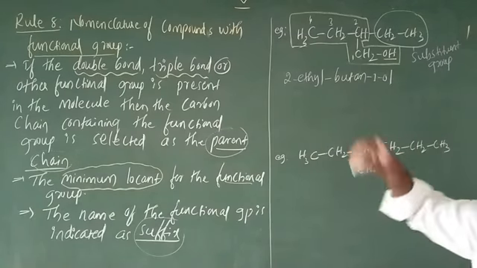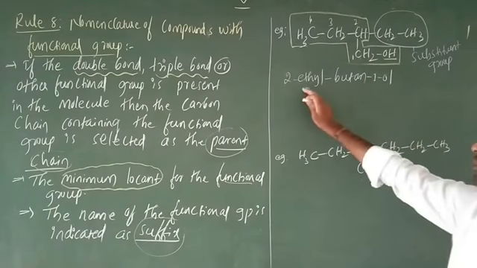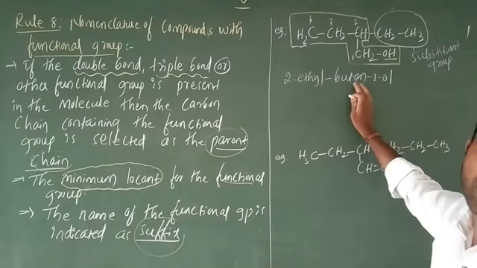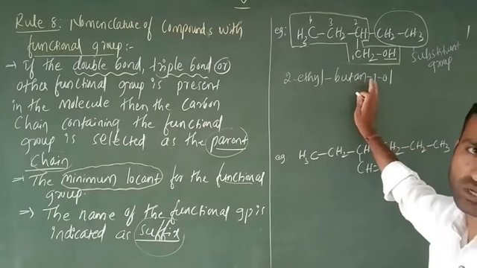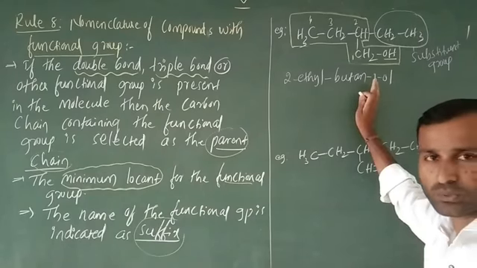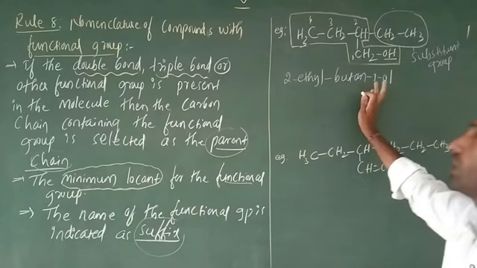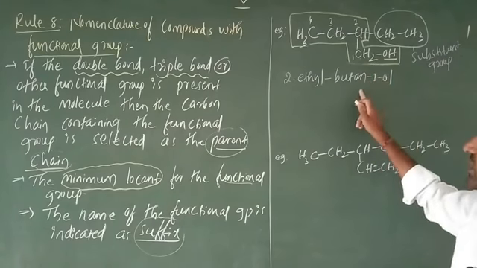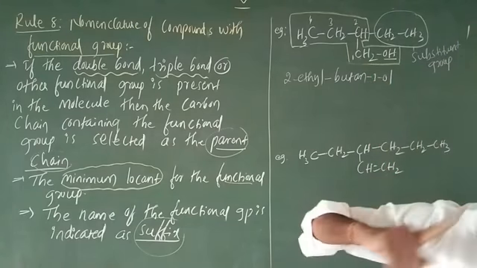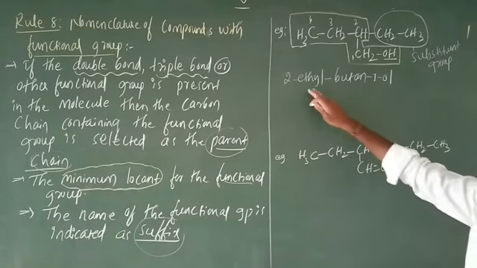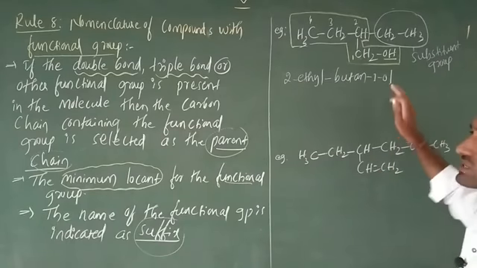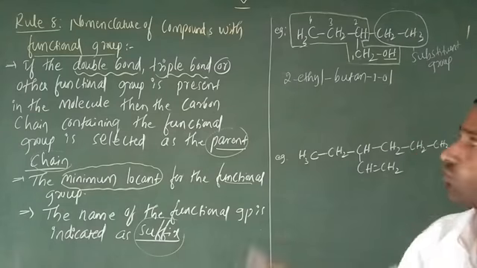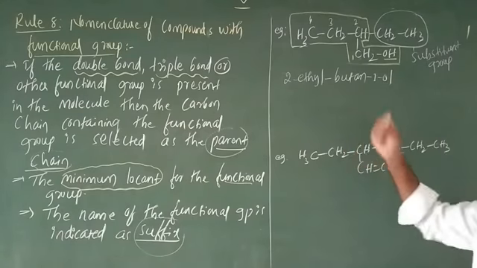How are you going to understand? Usually you would write 2-ethyl butane, ANE. But in this case, a substituent group is there. Which substituent group? Alcohol is there, no? That is why E is replaced by OL. That is why 2-ethylbutan-1-ol is the IUPAC nomenclature of the given compound.